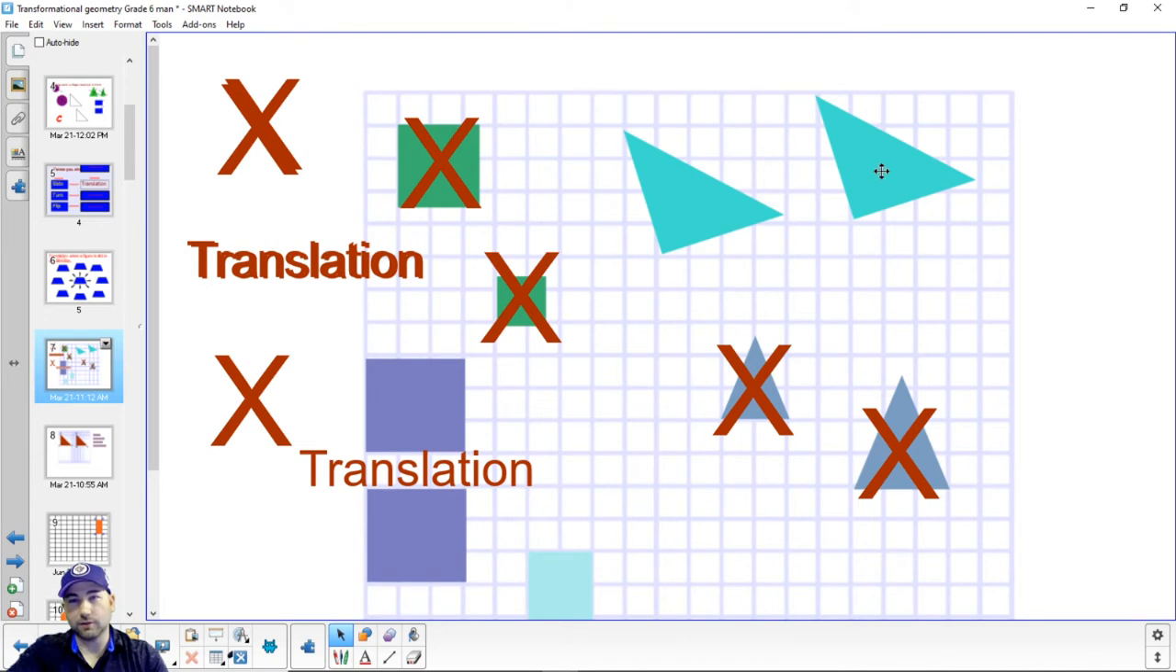How about these right-angled triangles? Well, it looks a little bit funny. They don't look like right-angled triangles, but that's because they're rotated a little bit. But yes, that is a translation because they are congruent. But watch. I take this vertex, I move it over 1, 2, 3, 4, 5, 6 spaces to the left and 1 space down. It has now become this right angle triangle.